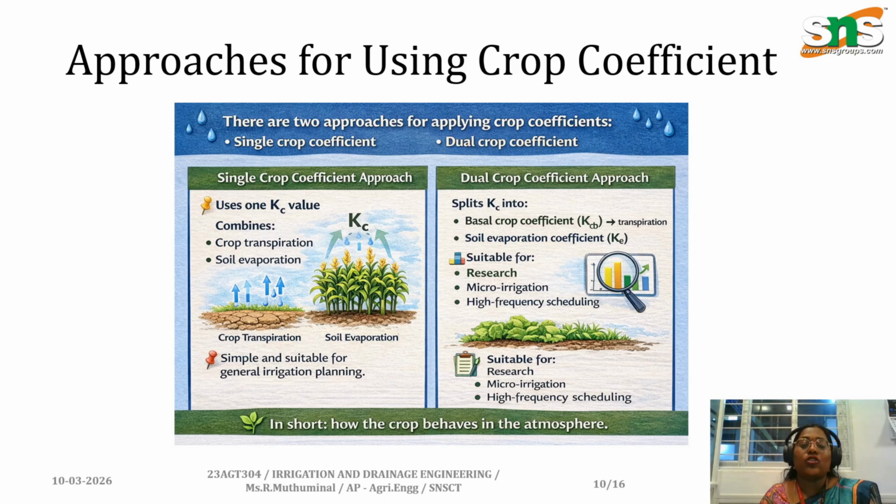The approaches used for applying crop coefficient are different. They include the single crop coefficient approach and the dual crop coefficient approach. In the single crop coefficient approach, the Kc value represents the entire crop evapotranspiration. In the dual crop coefficient approach, it separates evaporation from soil and transpiration from plants. These approaches help improve the accuracy of water requirement estimation in different agricultural conditions.